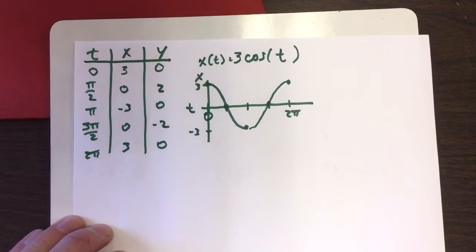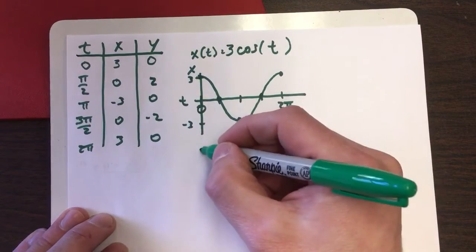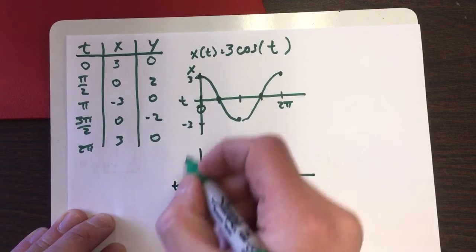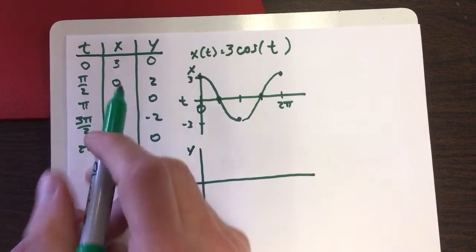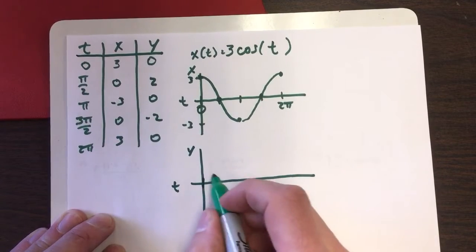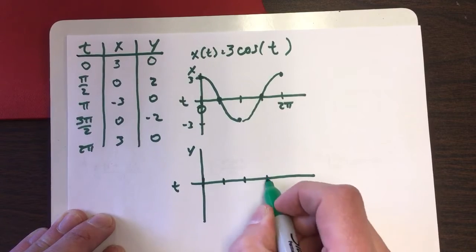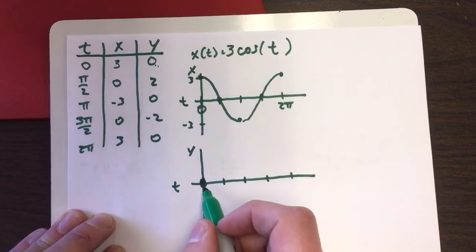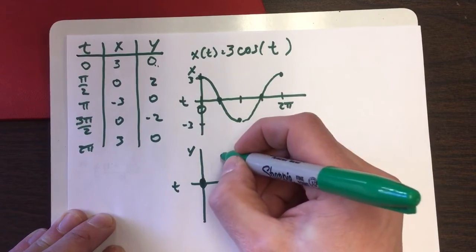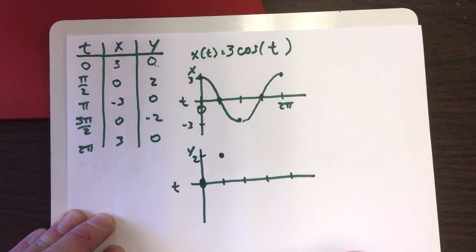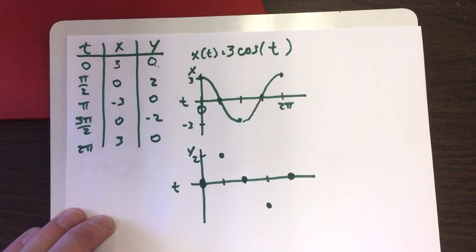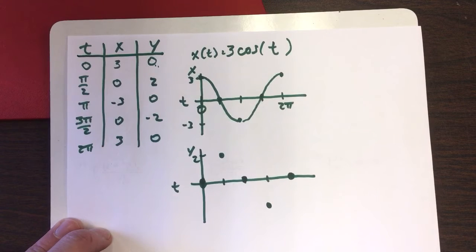So does that mean that now we have to do a sine graph for y? Is it a sine wave? I believe it is. We're going 0, pi over 2, pi, 3 pi over 2, 2 pi. We know that at time 0, y is 0. At pi over 2, we're up to 2. At pi, we're at 0. At 3 pi over 2, we're at negative 2. At 2 pi, we're at 0. A whole period.